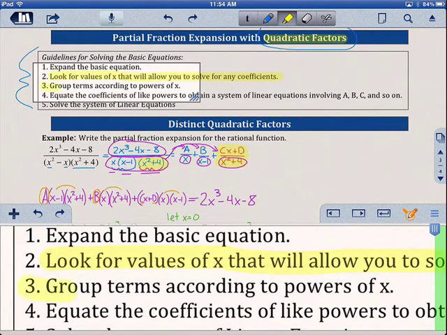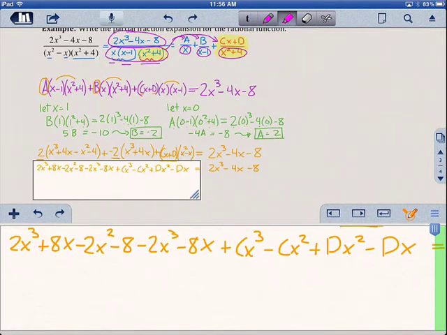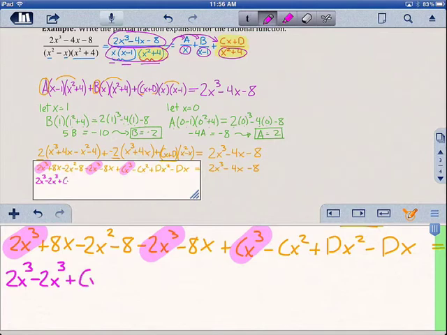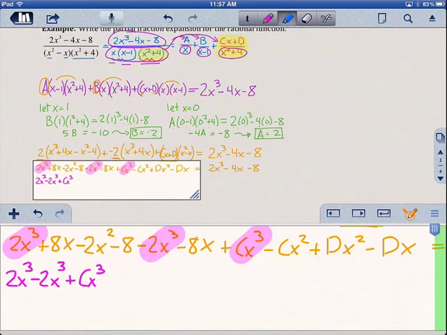So next we're going to be looking at grouping the terms according to the powers of x. And along with that, you want to take out your greatest common factor as well. Okay, so I'm going to group all the terms that have an x cubed. So here, here, and here. And so I get 2x cubed minus 2x cubed plus cx cubed. Then I'm going to group all the terms with an x squared. So here, and here, and here.